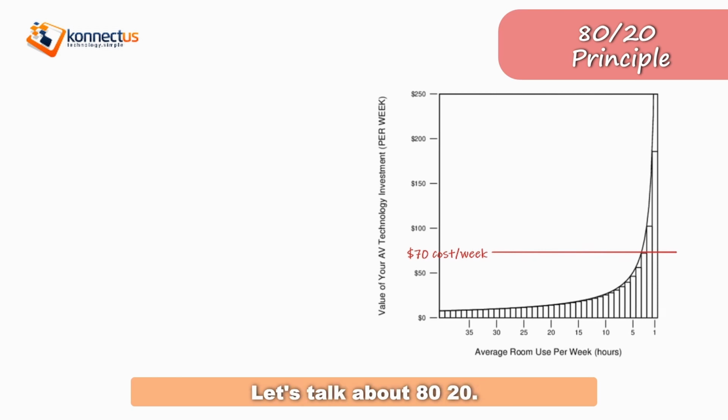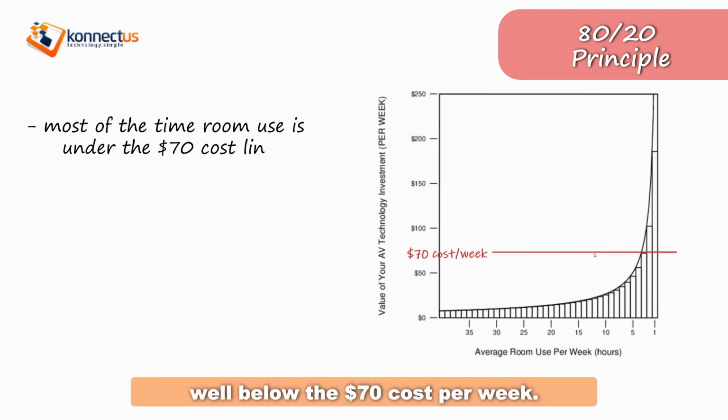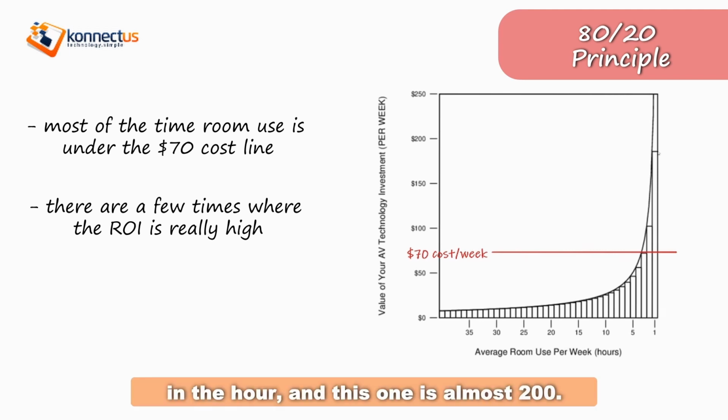Let's talk about 80-20. Now you can see for most of the time during the week, this curve is well below the $70 cost per week. However, there's a few times at the end over here in that 20% or even 10% area where the return on the investment, the value being derived from using the AV technology, is relatively high. So this might be a 1 hour meeting here and then another 1 hour meeting here, and this one is deriving just over $100 in the hour, and this one's almost 200.